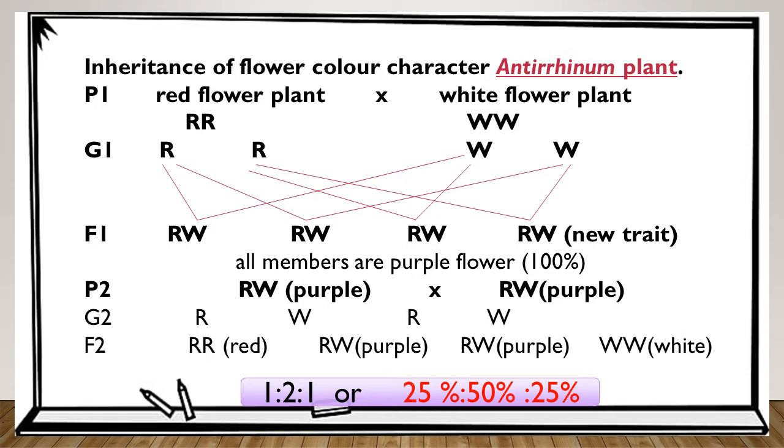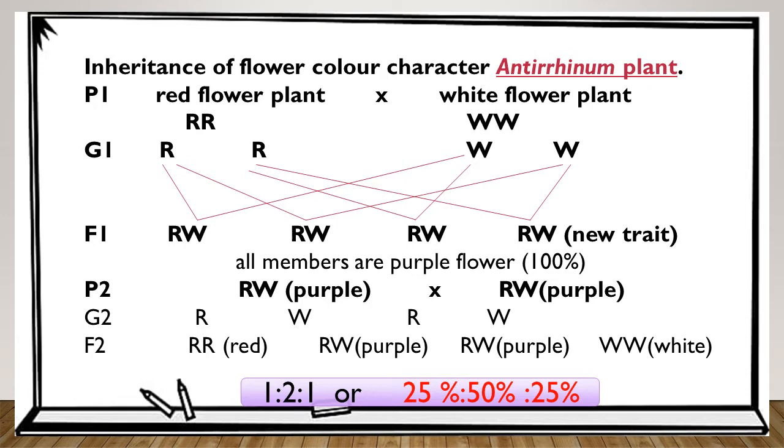When mating occurs between a red flower plant and a white flower plant, we give the red flower R capital, and the white one W capital. It means there is no gene that dominates over the other. There is a case called lack of dominance, where the two genes are dominant. When the two genes meet each other, a new trait appears.